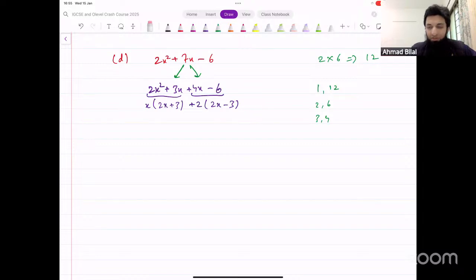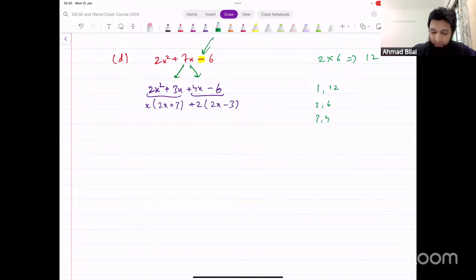So what's wrong in this process? Can anyone tell me what's wrong in this process? Isn't this the correct way to break the middle term? I've broken 7x like 3x plus 4x. What's the problem with this? Any idea? Yes, the problem is this sign.